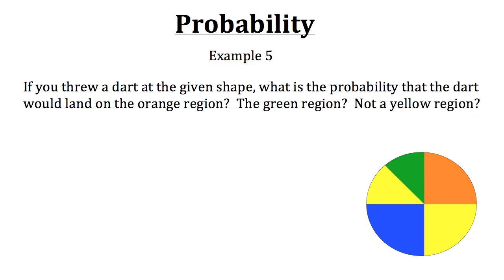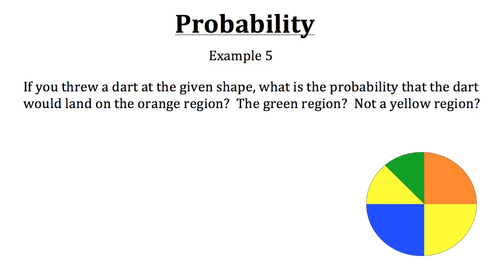Now let's take a look at the last type of probability for this tutorial, and that's geometric probability. So here with example 5, if you threw a dart at the given shape, what's the probability that the dart would land on the orange region? So first of all, we have this shape here. It has different colored regions. And even though we don't necessarily know measurements, we could see relative sizes. So for example, this orange section here looks like it's about a quarter of the entire circle.